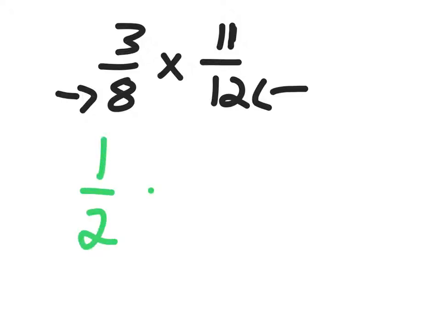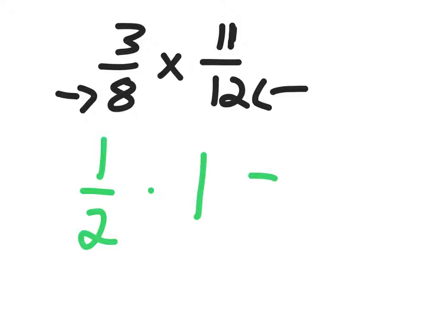Okay? Now let's look at the second one, and let's look at 11/12. Now let's look at the bottom number here, and let's think to ourselves, what is half of 12? Half of 12 is 6. So let's look at our numerator. Is 11 closer to 0? Is it closer to 6? Or is it closer to our denominator 12? Well, clearly it's closer to our denominator 12, so we're going to round this one up to 1.